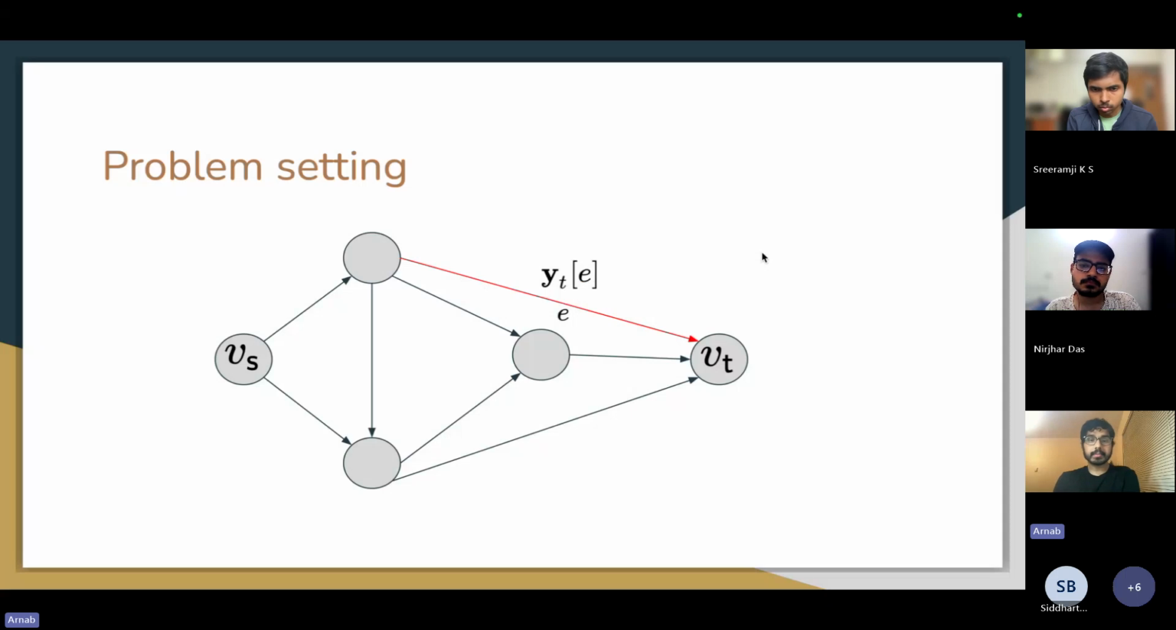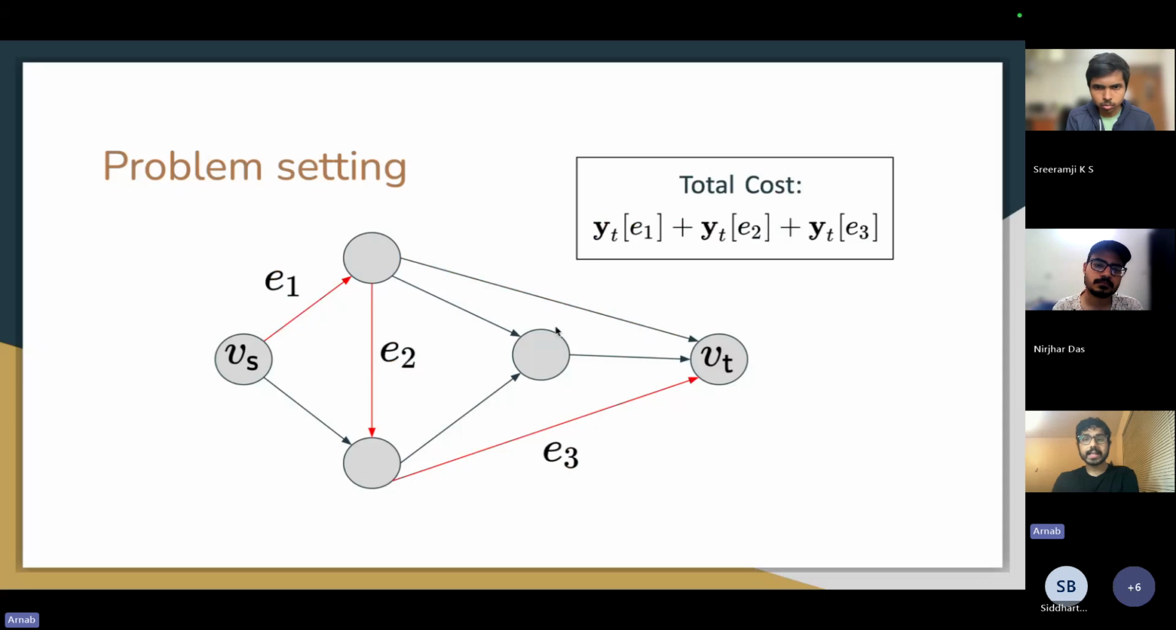As a learner, my goal is to choose a path from source to sink, and I incur the total cost of the path as my loss, which is the sum. If I choose this particular path, then I incur y_t(e1) plus y_t(e2) plus y_t(e3). We are in the bandit feedback setting, so I observe only the total loss as my feedback. I don't get to see what the individual values were, or the values of the other non-chosen edges. I only get the feedback of the total cost that I incurred.